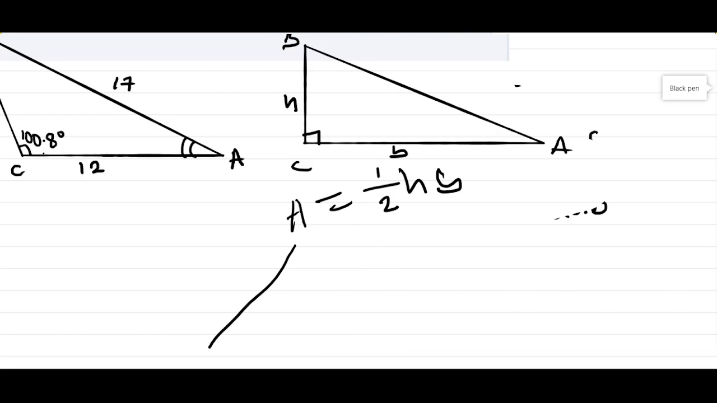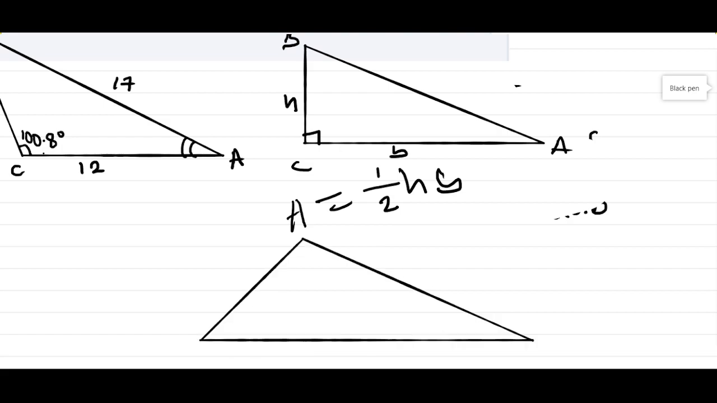What we can do is to just drop a perpendicular. So I assume that from here to here we have a 90-degree angle. Because we know how to find the area of a right angle triangle, we now try to find the area of the right angle triangle here.